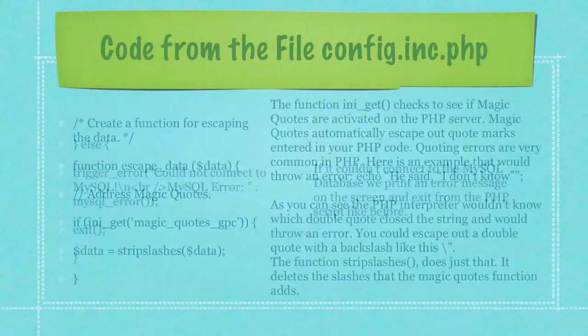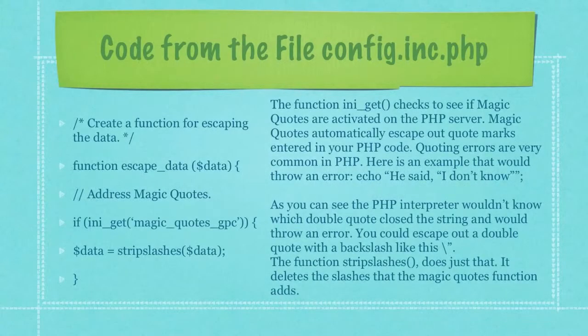The function ini_get checks to see if magic quotes are activated on the PHP server. Magic quotes automatically escape quote marks entered in your PHP code. As you can see, the PHP interpreter wouldn't know which double quote closed the string and would throw an error. You could escape a double quote with a backslash like this. The function stripslashes does just that. It deletes the slashes that the magic quotes function adds.